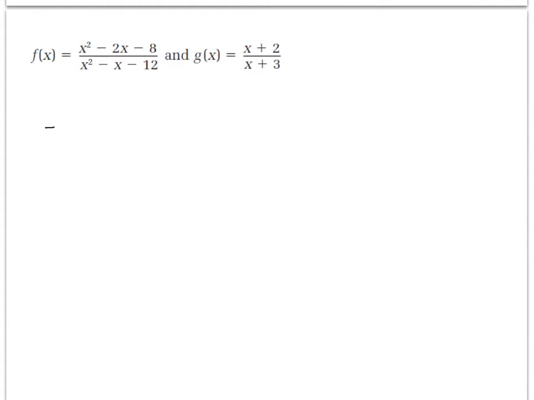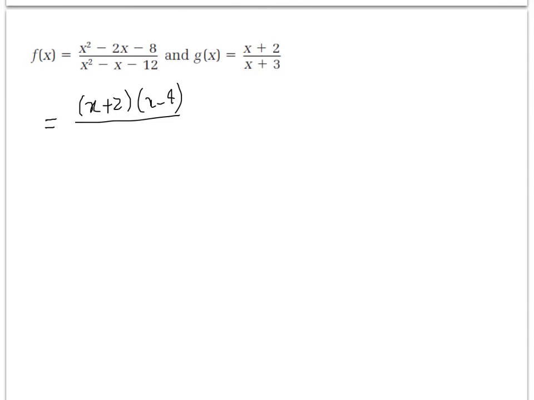So I'm going to write the numerator and denominator in factored form. The numerator is x² - 2x - 8. Since the leading coefficient of x² is 1, I can use the sum and product. So I'm looking for two numbers whose product is negative 8 and whose sum is negative 2. Those two numbers are negative 4 and 2. So it can be written as (x + 2)(x - 4).